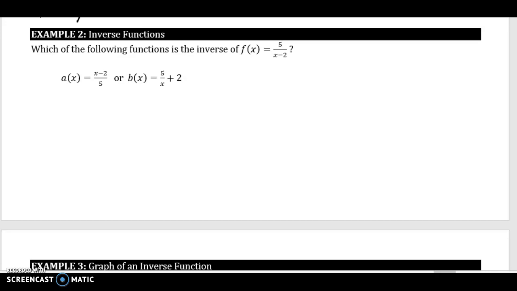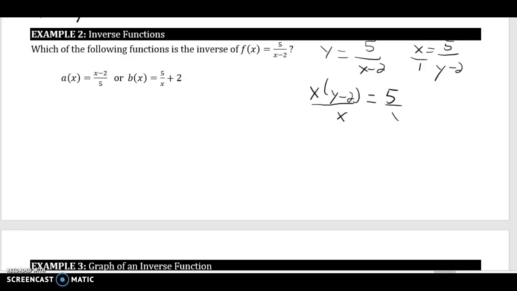So first, let's call y equals 5 over x minus 2. Then we got to switch the variables. So x equals 5 over y minus 2. I'm writing this over 1 because I'm going to have to cross multiply. So when I do that, I get x times y minus 2 equals 5. And then, well, I got to solve for y, so I'm going to divide both sides by x. I'm trying to get y by itself.